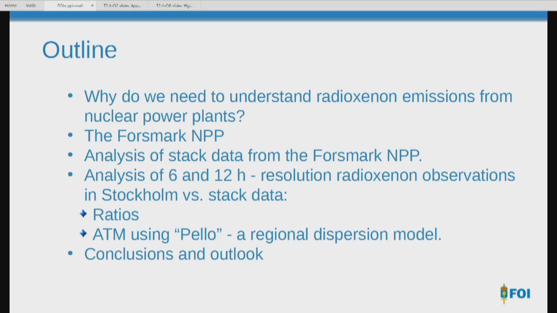So I will first start by discussing a little bit why we need to understand radioxenon emissions from nuclear power plants. Then I'll talk a little bit about the Forsmark power plant and show some stack data analysis, followed by analysis of measurements done 110 kilometers away, looking at ratios observed and then also atmospheric transport modeling we have done using an FOI-developed regional dispersion model, and then some conclusions and outlook.